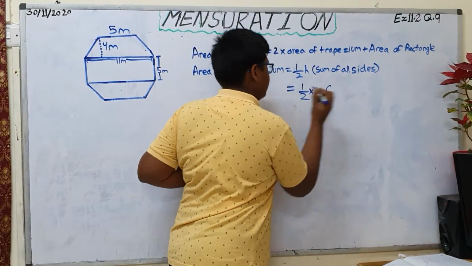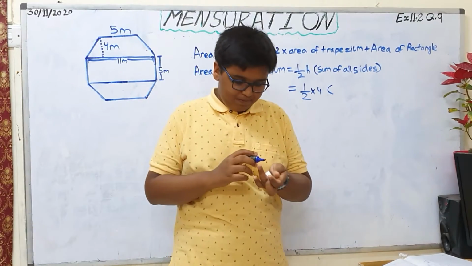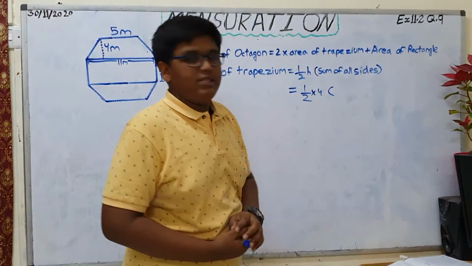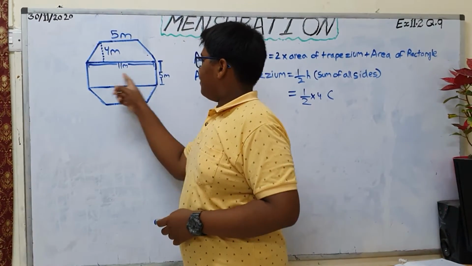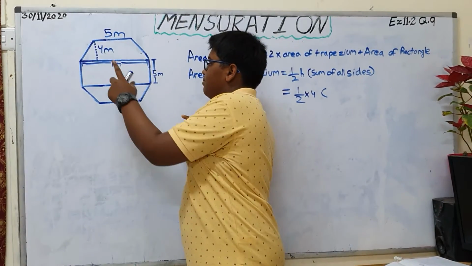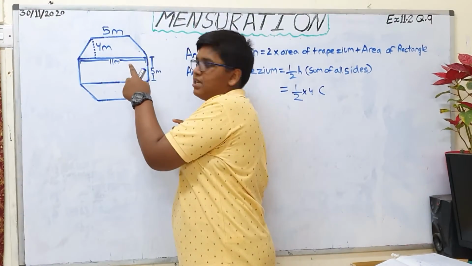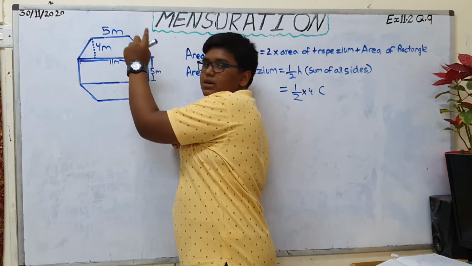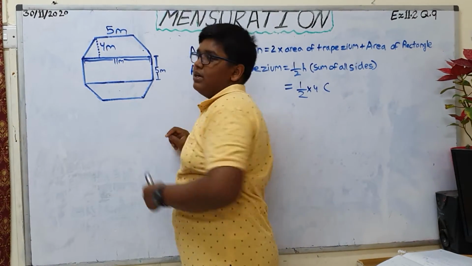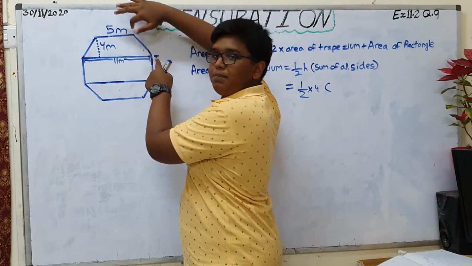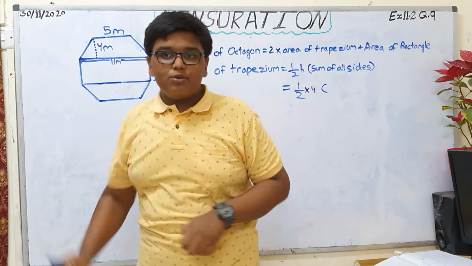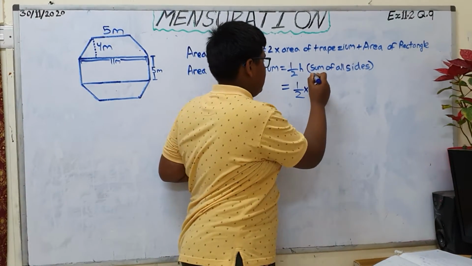Then in bracket we are going to do the addition, the sum of all parallel sides. Now what are the parallel sides here? 11 and 5. These both are the sides. Why? Because this is the base of the trapezium, and this is the top of the trapezium. Now these both lines are parallel to each other. So what we are going to do, we are going to add them both, as per this formula.